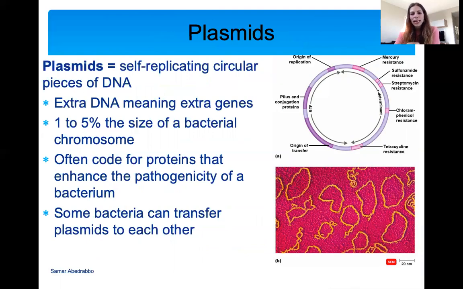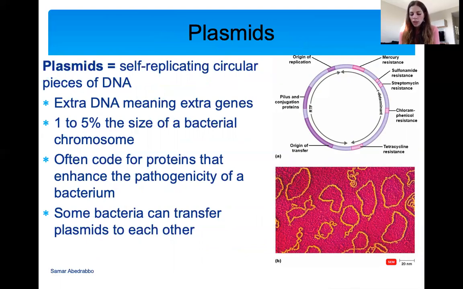They're extra DNA, extra genes. They're much smaller than the actual bacterial chromosome. The bacterial chromosome is what actually holds the crucial genes that bacteria need. Any plasmids that bacteria have are just extra DNA.